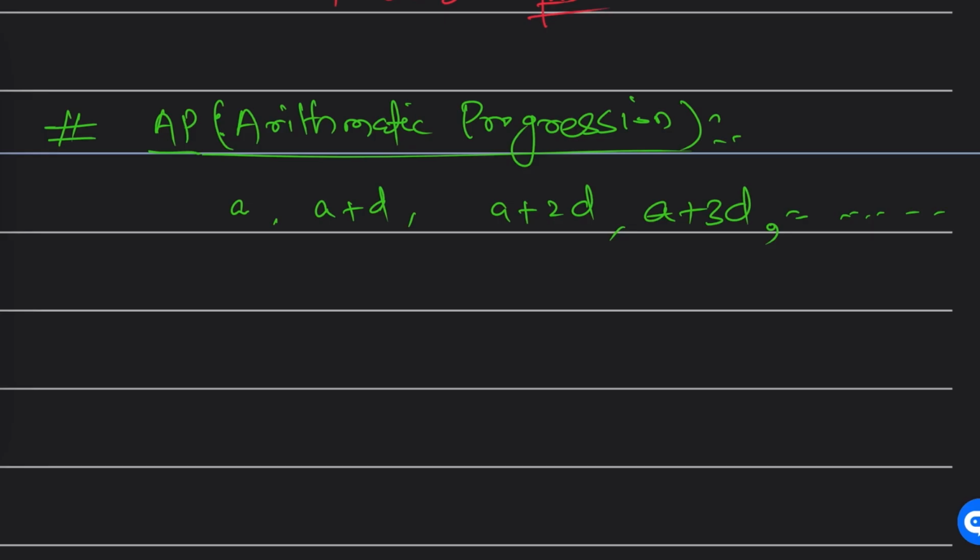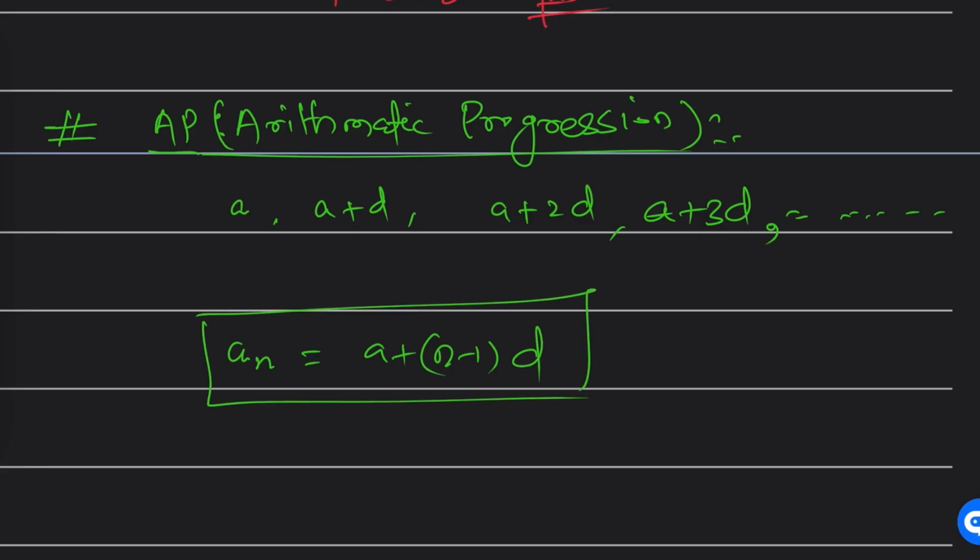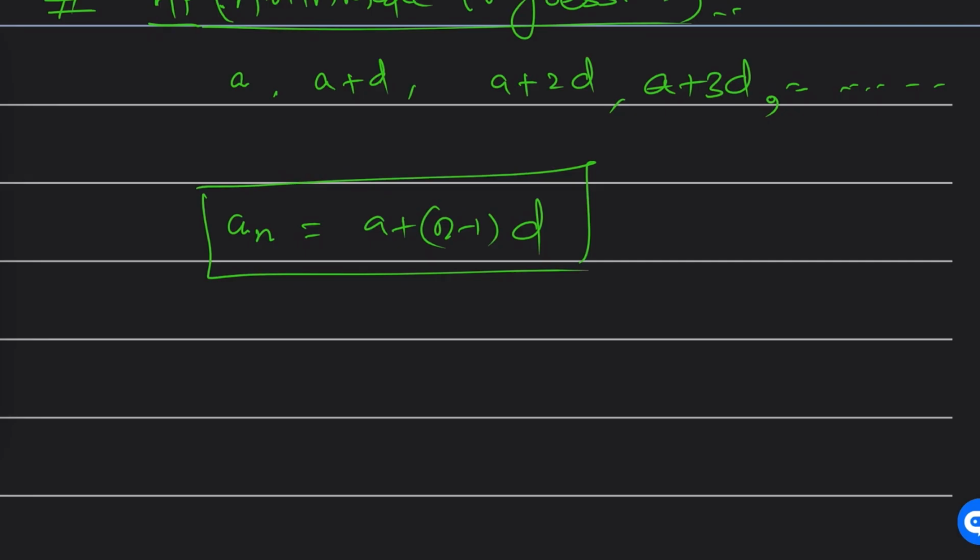So can we generalize the last term, sir? a n must be a plus what, sir? For the last term, n minus 1 into d, isn't it? a plus n minus 1 into d, because the first term is a, the second term is a plus d. Second term means 2 minus 1. Here the third term is a plus 2d, so 3 minus 1 is 2. Similarly, a plus n minus 1 into d, isn't it? So easy things, right?